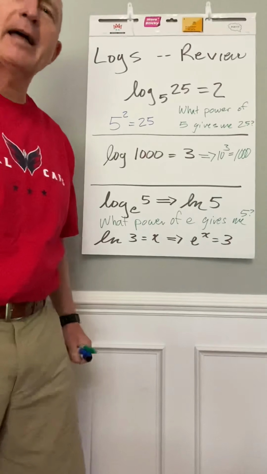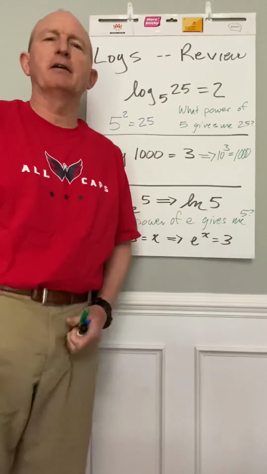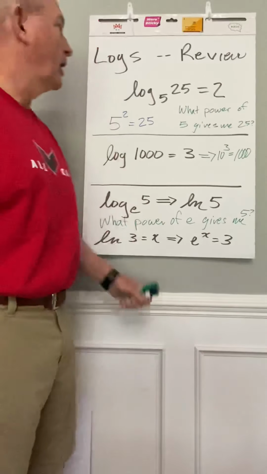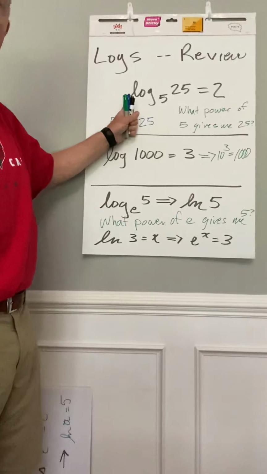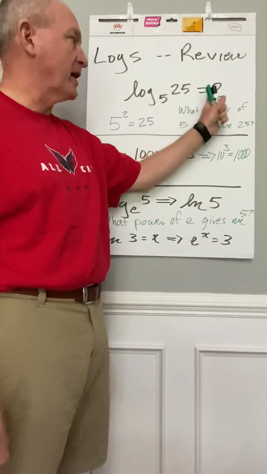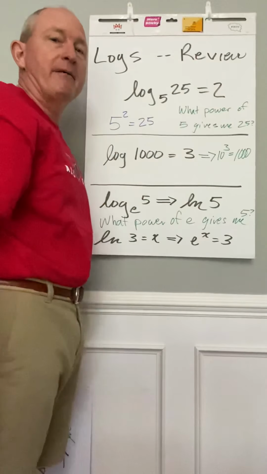My good friend Zach asked me to do a quick video reviewing the content of this week's section, which is all about logs. So we're going to do that. First of all, logs: the way you read this is log base 5 of 25 equals 2. That's how you read that. Log base 5 of 25 equals 2.